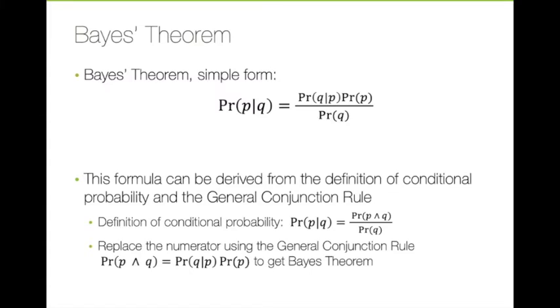So we start our derivation just by stating the definition of conditional probability. So that tells us that the probability of P given Q is equal to the probability of P and Q divided by the probability of Q. To get Bayes' theorem, we just have to substitute the equation that gives us the numerator, the probability of P and Q. The general conjunction rule tells us that that probability, the probability of P and Q on the top, is equal to the probability of Q given P times the probability of P. So we substitute the right-hand side of that equality into the numerator, and that gives us Bayes' rule up at the top there.